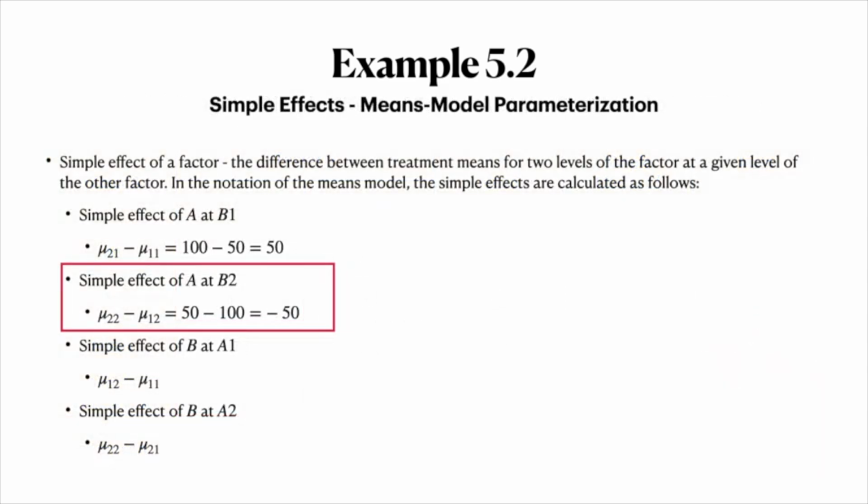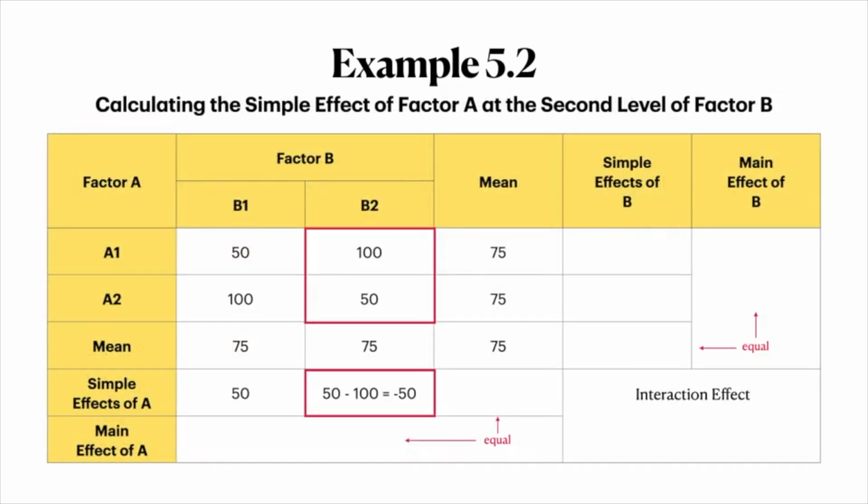The simple effect of A at the second level of B is mu22 minus mu12. So in this case, 50 minus 100, and that's going to be negative 50. And we can also demonstrate this in the context of our two-way table. So the simple effect of A at the second level of B, B2, is the difference in the treatment combination means that have received level 2 of B. So in this case, 50 minus 100, or negative 50.